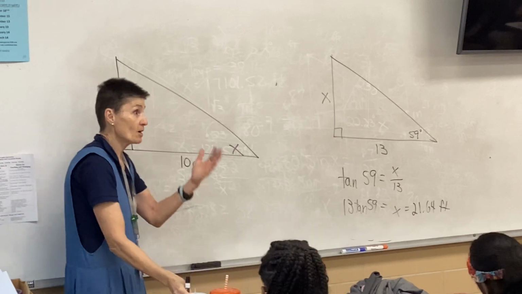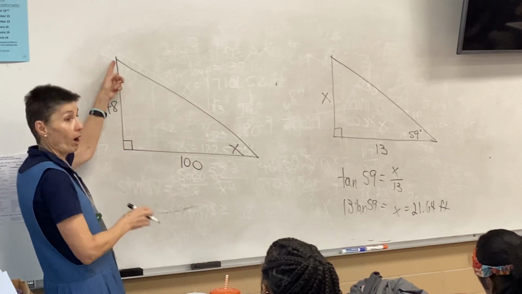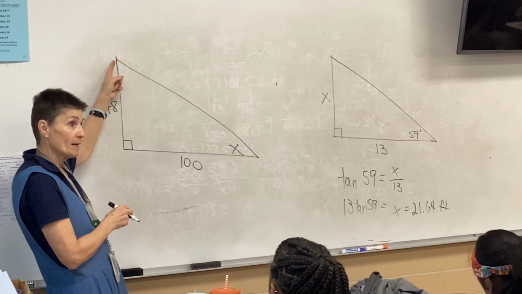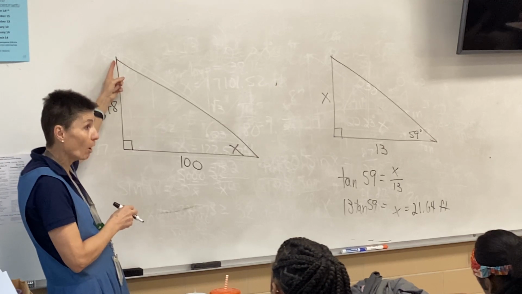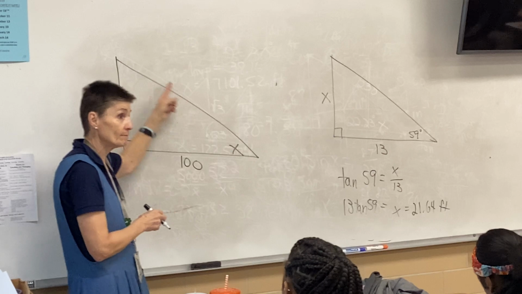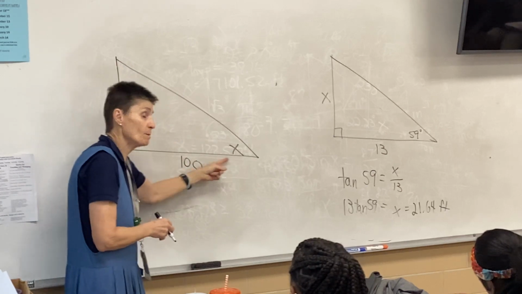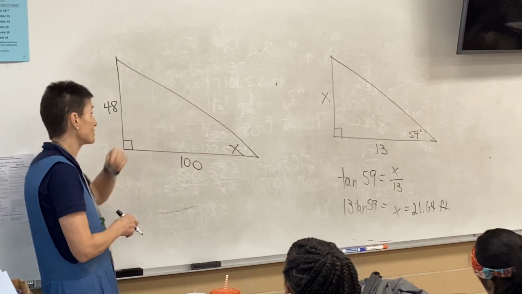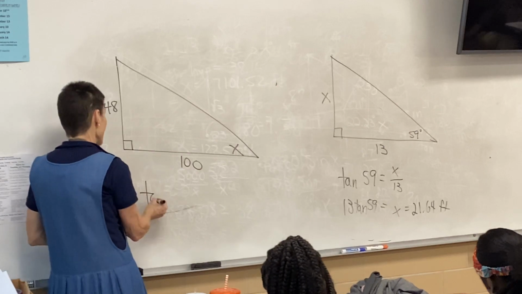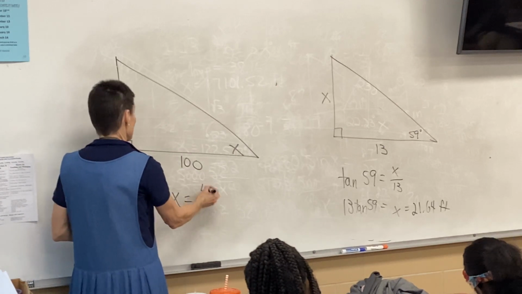Now, if there were a hawk sitting on the top of the building, and it said, how far is the man from the hawk? Then it would be this, right? So if we want to know how far he is from the building, it's right here. Sine, cosine, or tangent. Tan x equals 48 over 100.